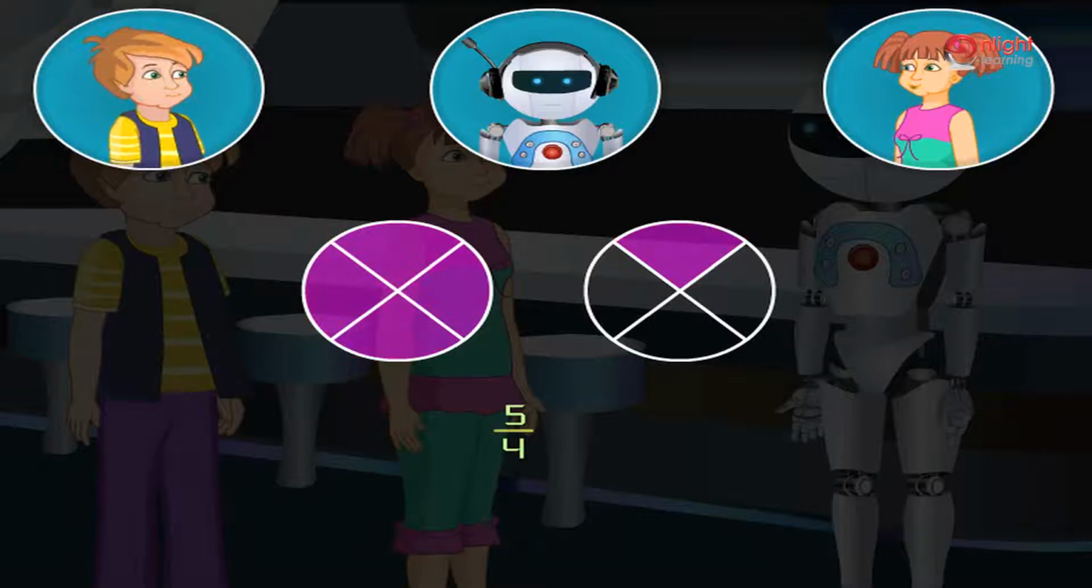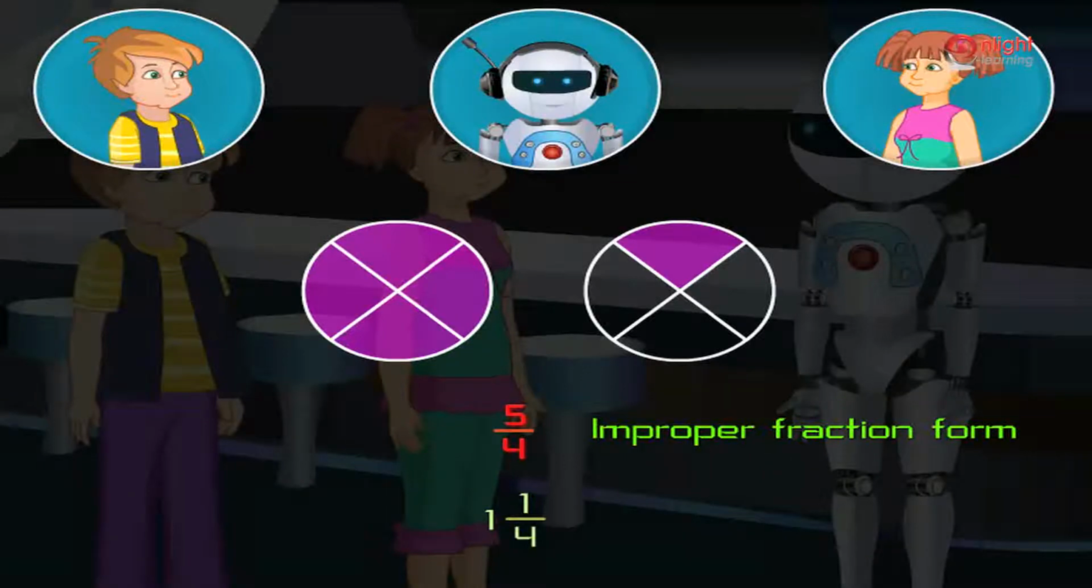The shaded region of the given figure is 1 by 4 because the whole part of the first figure and 1/4 of the second figure is shaded. Therefore, it is 1 by 4. Both the answers are correct. Akash gave the answer in improper fraction form and Akshita's answer is in mixed number form.